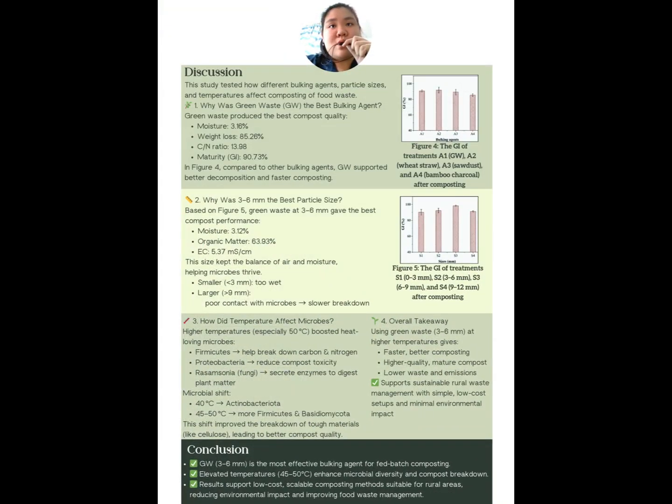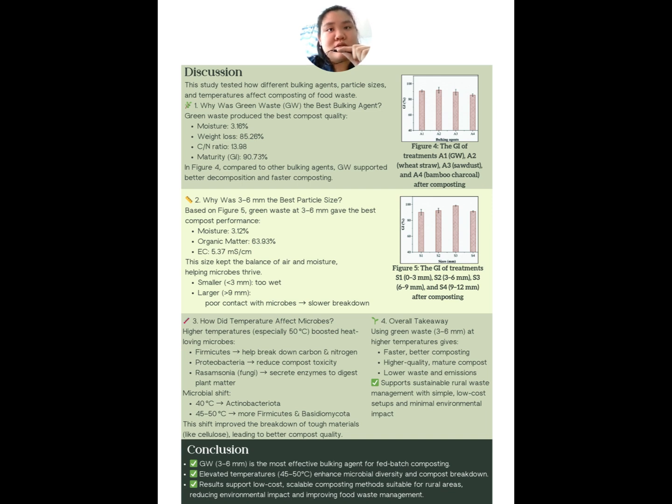Alright, thank you. So let's move on to the discussion of our study. We tested how different bulking agents, particle sizes, and temperature affect food waste composting in a fed batch reactor. First, green waste stood out as the best bulking agent. It produced the highest compost quality with a moisture content of 3.16%, weight loss of 85.26%, and a germination index of 90.73%, indicating mature compost. Its porous structure improved airflow and moisture balance, helping microbes decompose waste more efficiently.